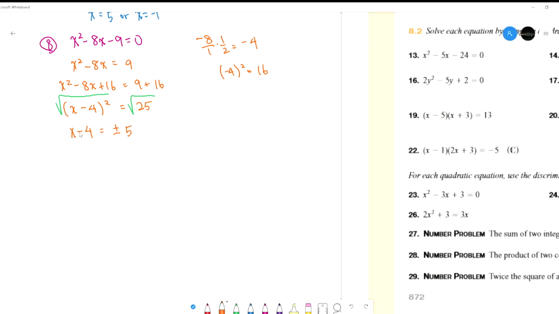So as I add 4 to both sides, I get 4 plus 5 is equal to 9, and 4 minus 5 is equal to negative 1. So my answers are x equals 9 or x equals negative 1. Does anyone have questions about these two problems?